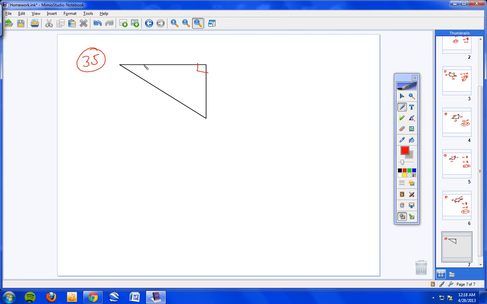All right, up here, if you look at 35 in your book, there's the 30 degrees. Down here in the bottom right is your 60 degrees. And we have a measurement of y, a measurement of x, and your hypotenuse is 10.